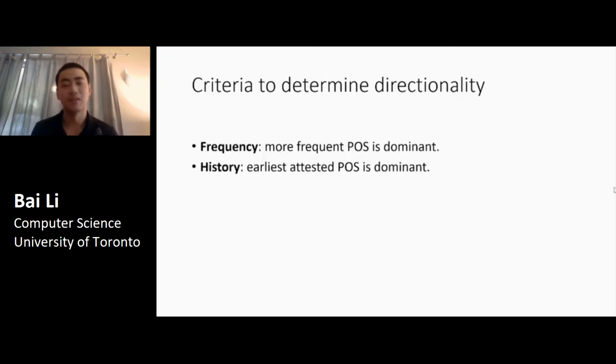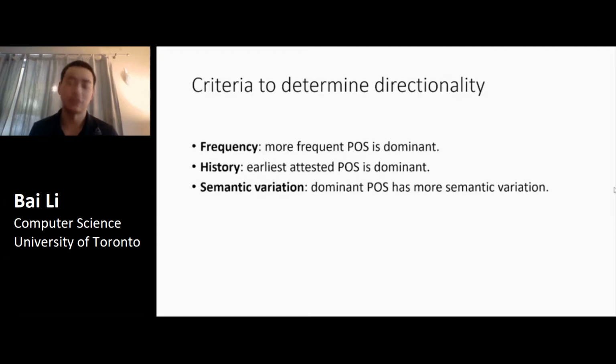The problem with this is that native English speakers don't know when a word first appeared in the language, so it's kind of weird to say that this is a criterion. A third one is semantic variation. This criterion says that the dominant part of speech has more semantic variation, or in other words, more different senses. The problem with this is it's kind of hard to determine what is a word sense, and different dictionaries would often disagree about this.